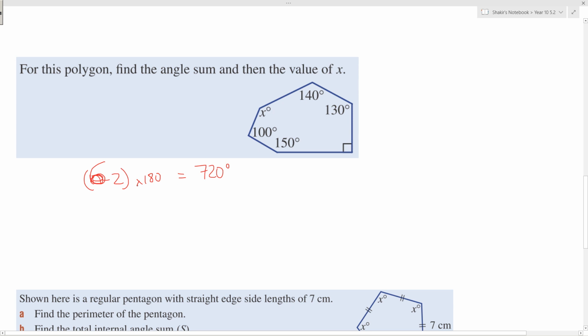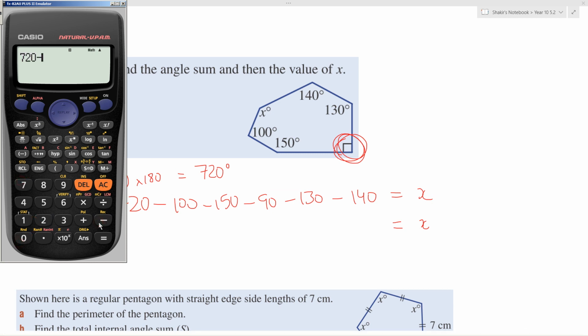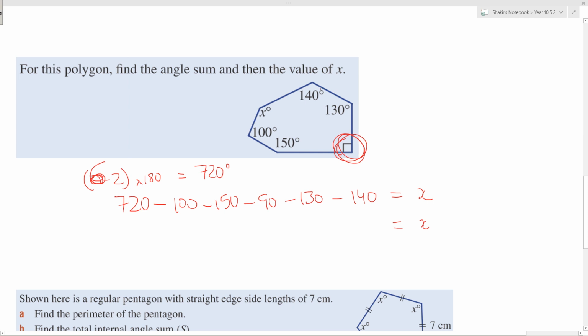To find x, we can just do 720 minus all of those other numbers. 100, 150, 90, don't forget that one, 130, 140. 1, 2, 3, 4, 5, yes, that seems right. That will give us x. Let's do it. 720 minus 100, minus 150, minus 90, minus 130, minus 140 gives us 110 degrees. And done.